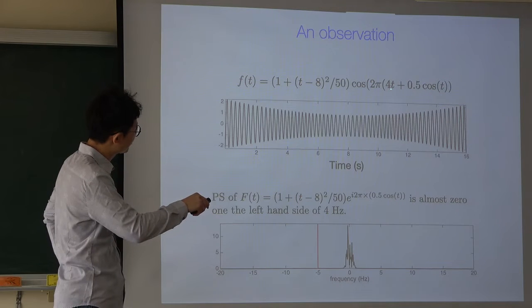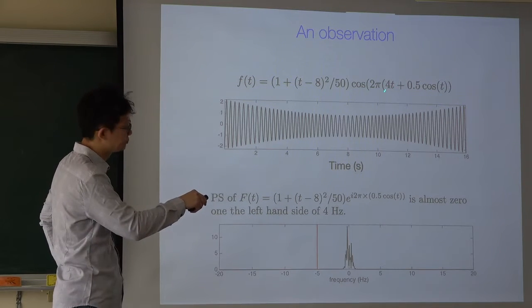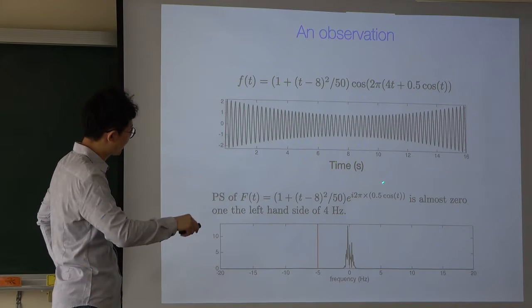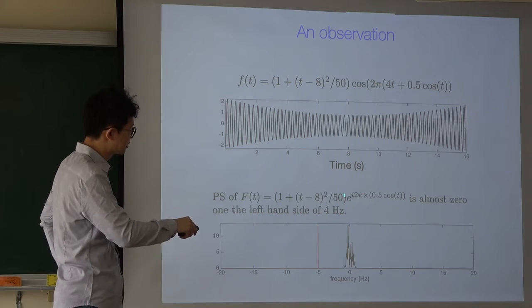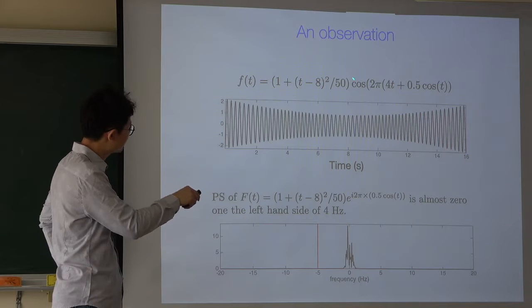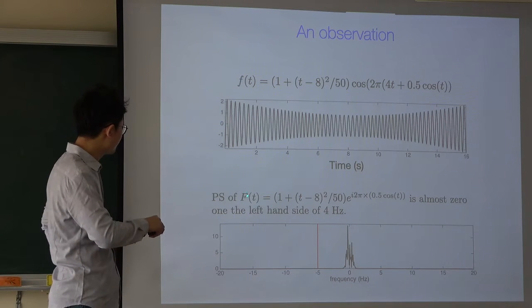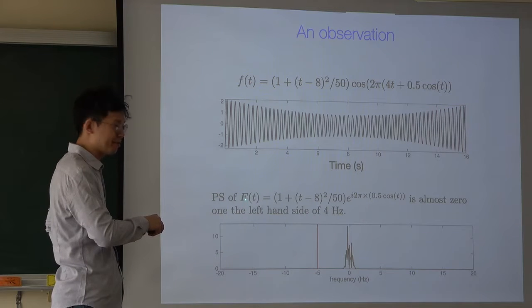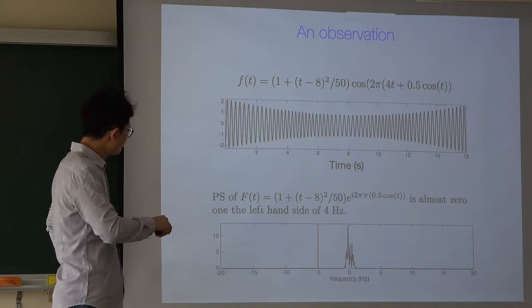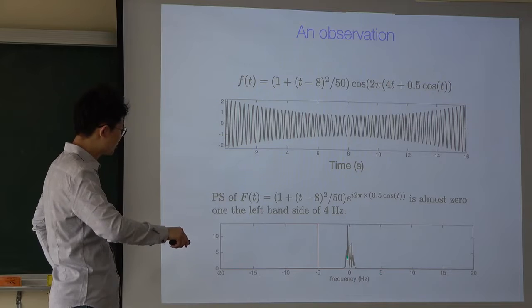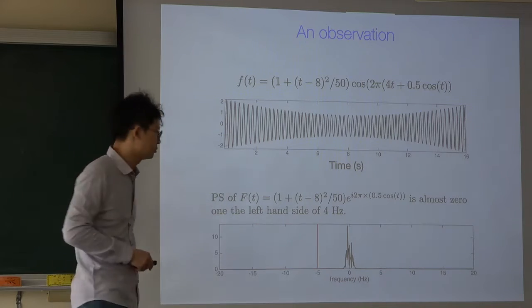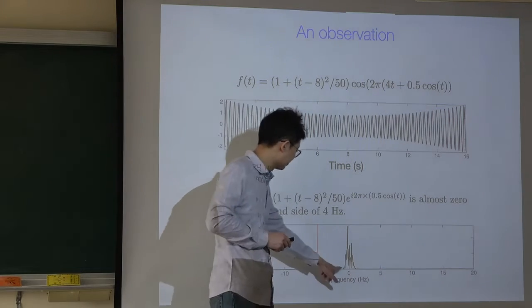Okay, only this part, and forget about 40. Just focus on this part, and you consider its complex form. And you have the amplitude modulation in the beginning as well. So that will be the function called capital F. And in this capital F, its power spectrum is shown below. And what you see is something very interesting.